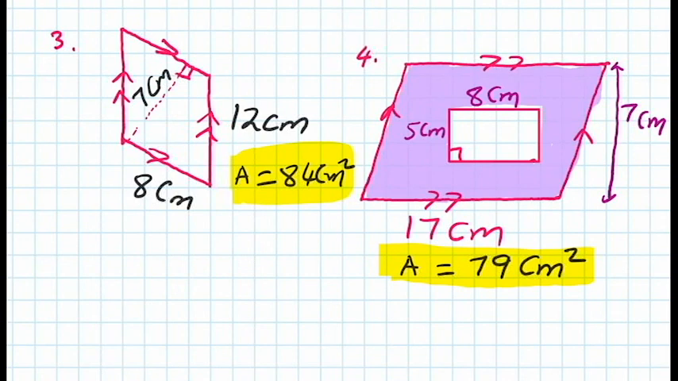Have a look at number 4, because number 4 is a composite area, which is two different shapes. In the last question, number 4 here, the larger one is a parallelogram, and then the smaller one inside is a rectangle. So you just work out the larger one and the smaller one, and then have a think about it. See if you can work this out, and the answer is given anyway.